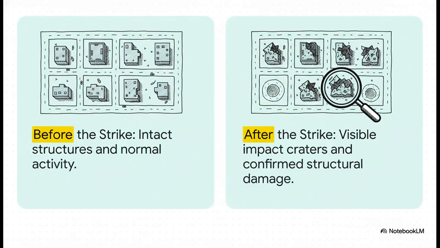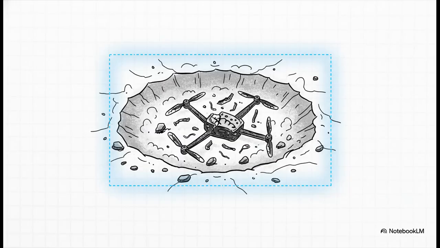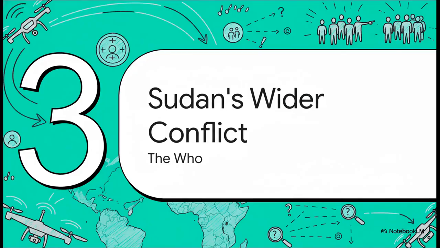And right here, this is the result of all that hard work. On the left, you've got a before shot. Everything looks normal. And on the right, the after. It is just stark. You can physically see the impact craters, the damage to the buildings. This isn't a guess. It's visual, verifiable proof. The smoking gun. Because of that proof, we can say with total confidence what the target was. The strike took out drone platforms that belong to the Rapid Support Forces, the RSF, who are the main opponents of the SAF.